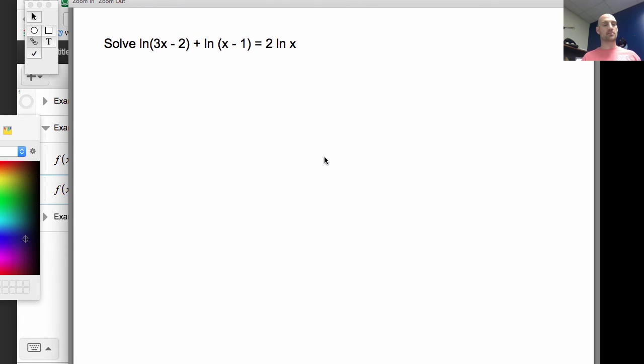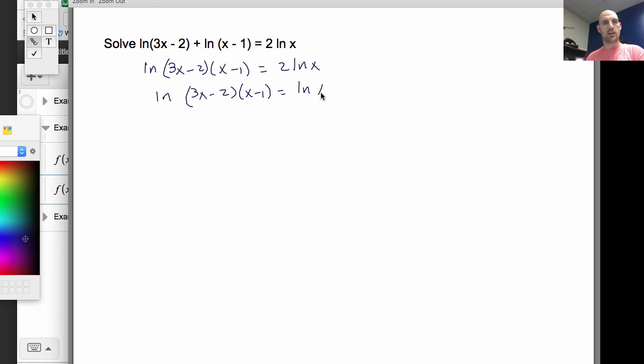The natural log of 3x minus 2 plus the natural log of x minus 1 is equal to 2 natural log x. How do I solve this one? Well, let's look. I've got a natural log and I'm adding them, so I can use the properties of logarithms to say this is actually equal to the natural log of 3x minus 2 times x minus 1. That's equal to 2 natural log x. If I do a little bit more simplification, I could say the natural log of 3x minus 2 times x minus 1 is equal to the natural log of x squared.